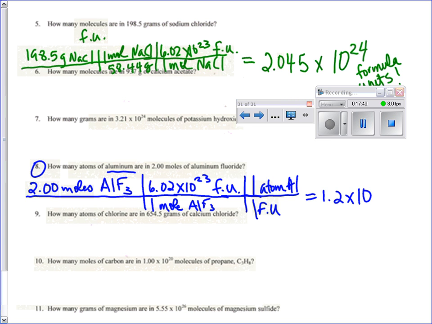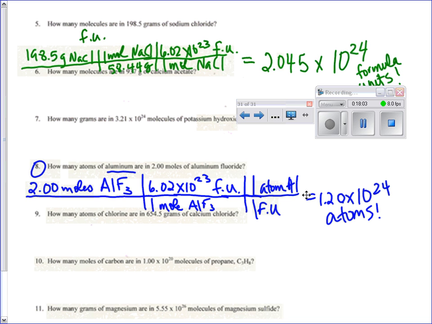1.2 times 10 to the 24th. Does that number make sense? It's a big number. Is it? Yeah, it's 3 sig figs. How many is it then? 1.20. Is that what it was, or did you all just throw an O on? That's what it was? Okay, good. Good to know.